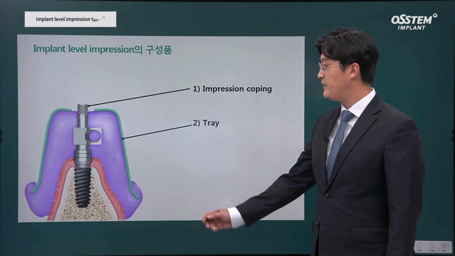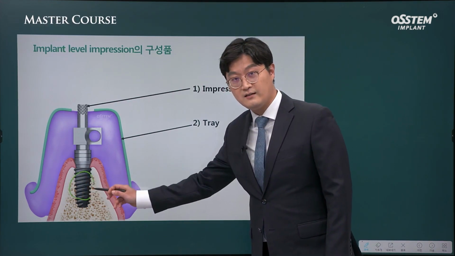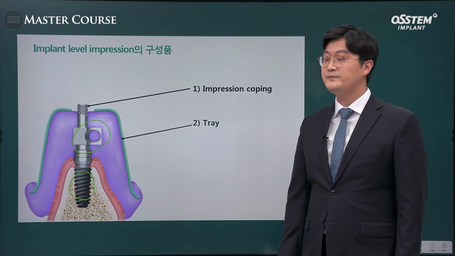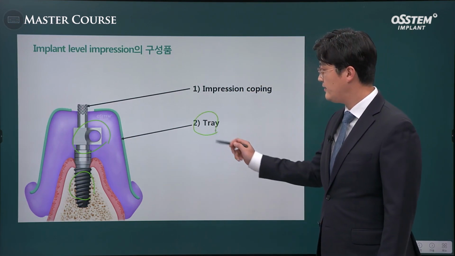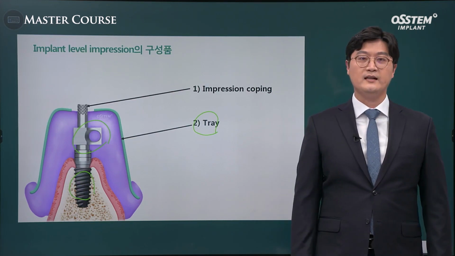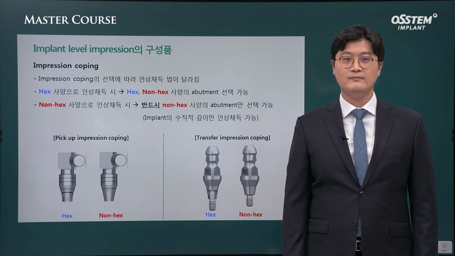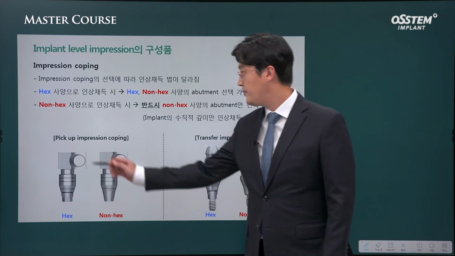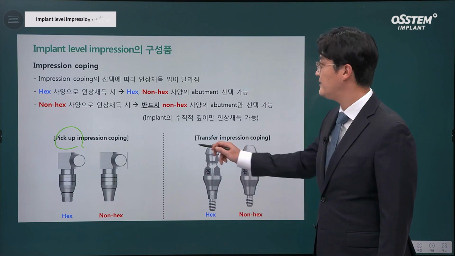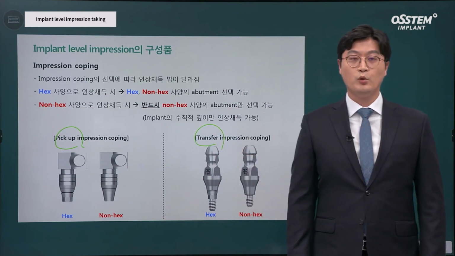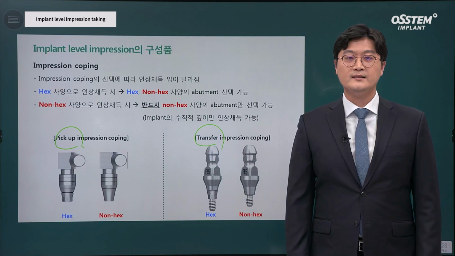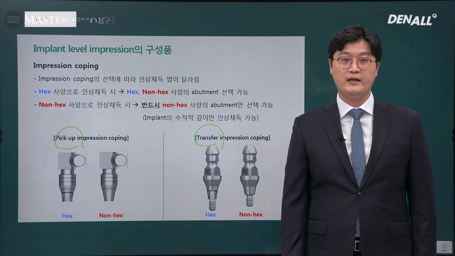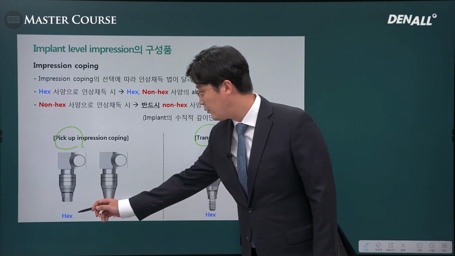Implant level impression components: implant in the mouth, and impression coping. There are two types, pickup type or transfer type, and tray, open or closed tray. Impression copings have two types, pickup type and transfer type. I know usually dentists place internal hex type implants. Accordingly, hex type impression copings would be chosen.